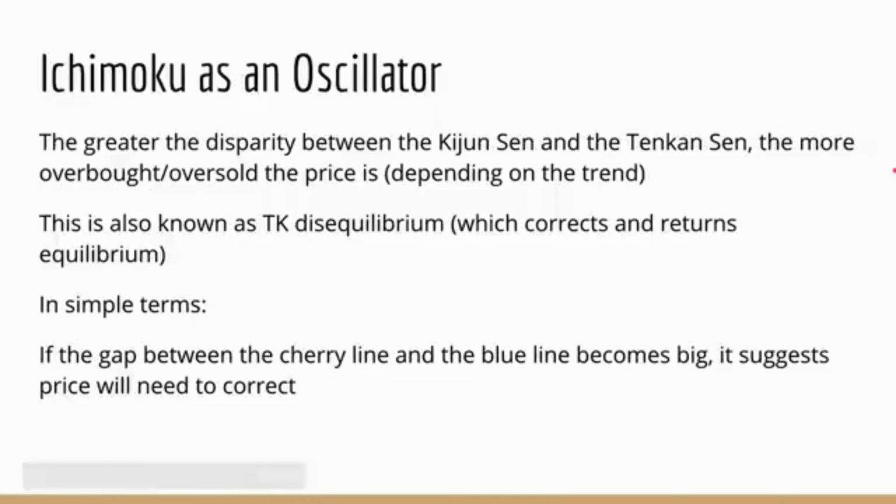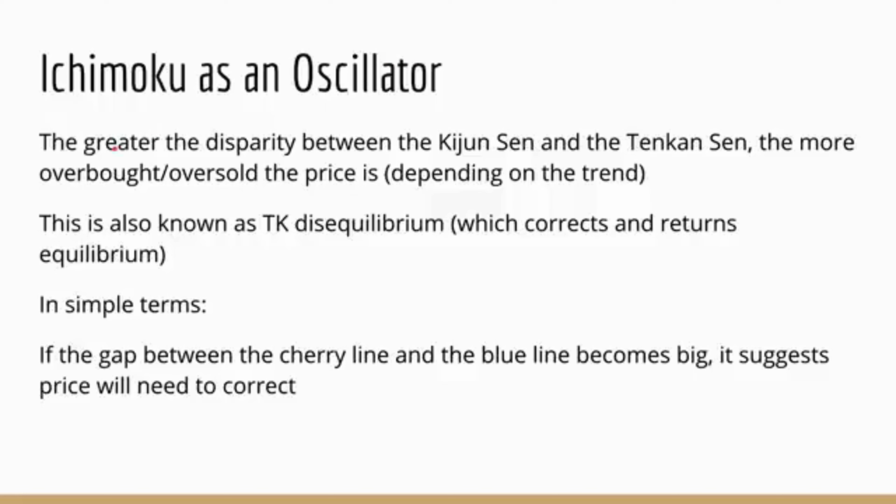Now I'm going to cover Ichimoku as an oscillator. So an oscillator, it's broadly defined, is a tool to measure momentum and to measure whether something is overbought and/or oversold. Overbought or oversold.